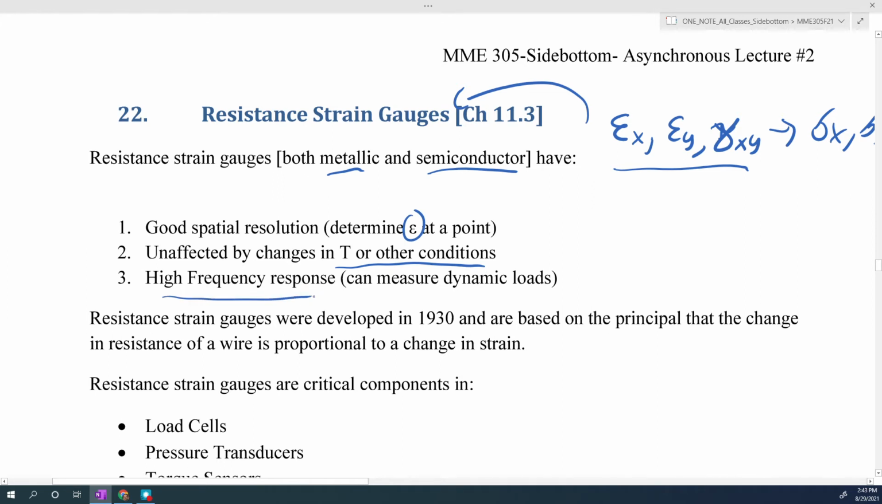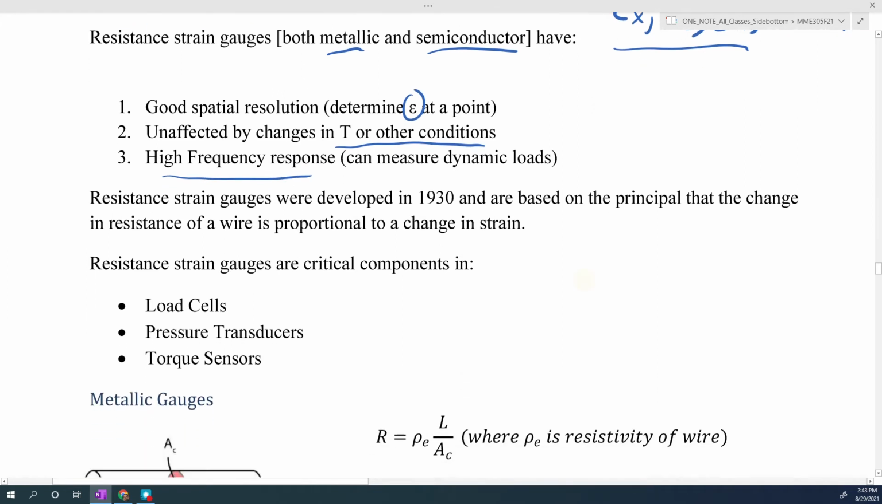can measure dynamic loading. Strain gauges are quite old. They've been developed almost 90 years ago, 90 plus years ago at this point, and they're based off of the fact that the change in resistance in a wire is proportional to the change in length within the wire, or the strain within a wire.